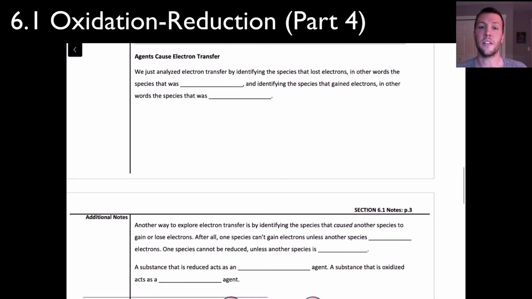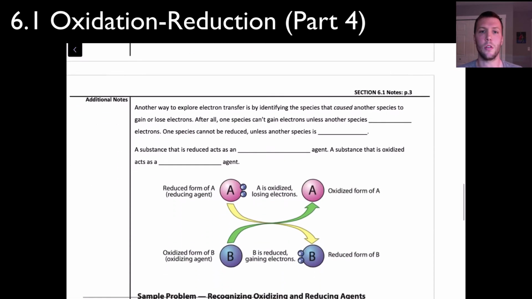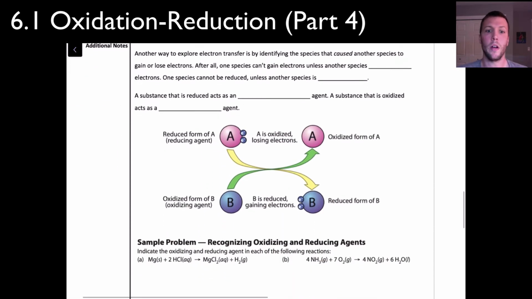We just analyzed the transfer of electrons by identifying the species that lost electrons, in other words, the species that was oxidized, and by identifying the species that gained electrons, in other words, the species that was reduced. But another way to explore electron transfer is by identifying the species that cause the other species to gain or lose electrons. After all, one species cannot gain electrons unless another species loses electrons.